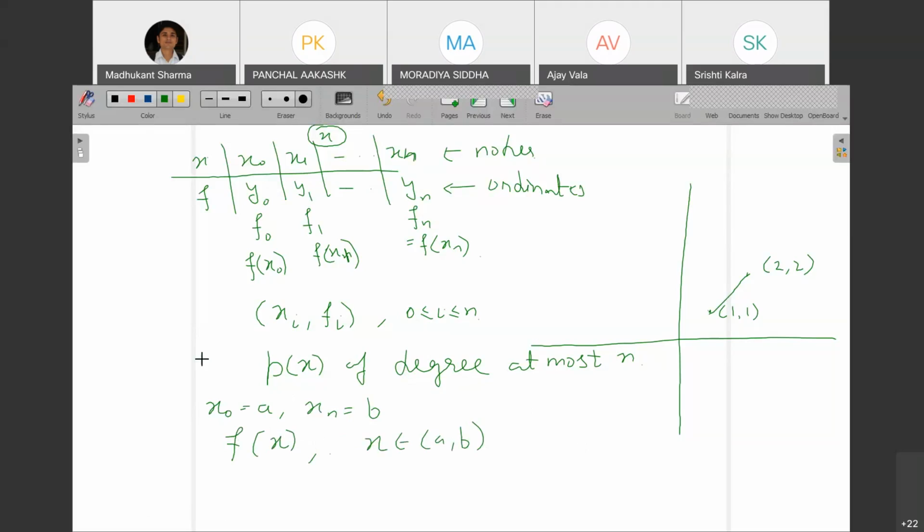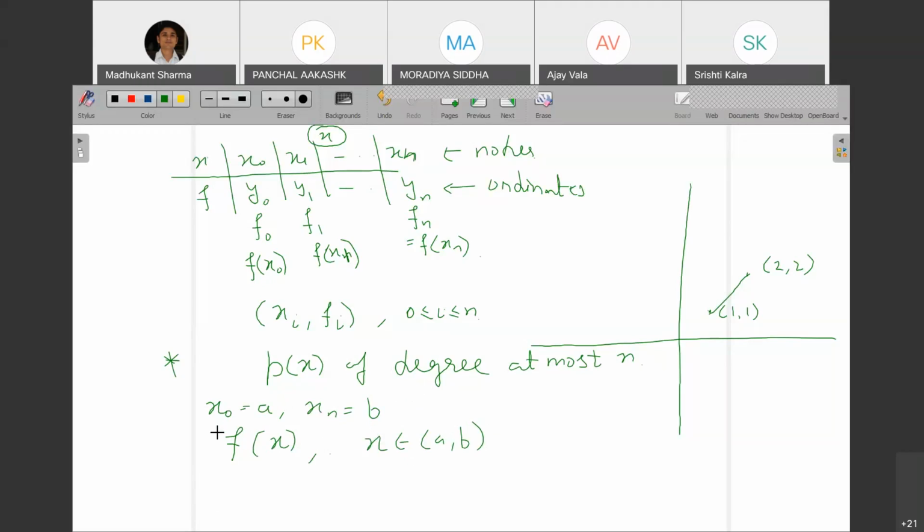So the first problem is to identify a polynomial of degree at most n. And if f is not known, our target is to get a better approximation. In what terms will we say this is a better approximation? It is completely based on the error included in the predicted value. So that also we need to understand.